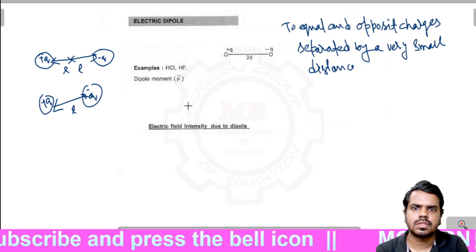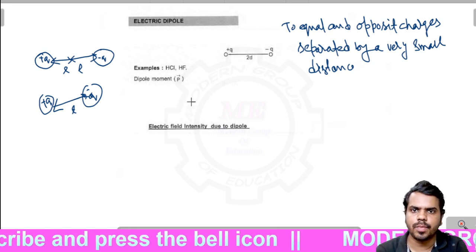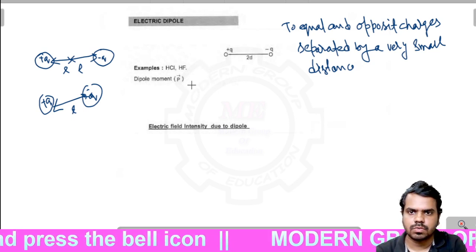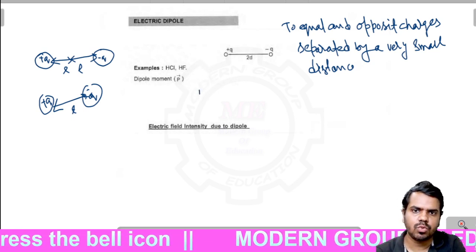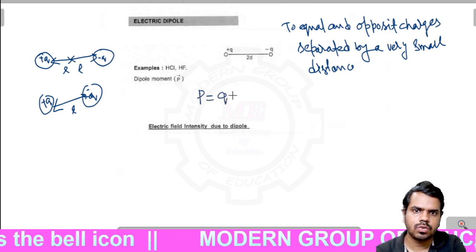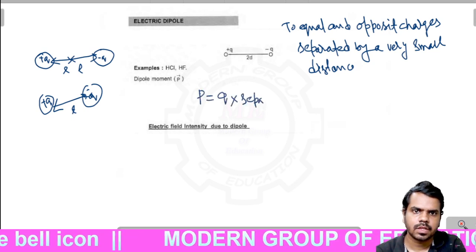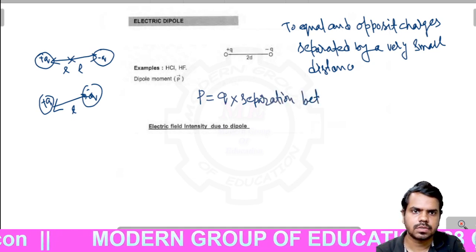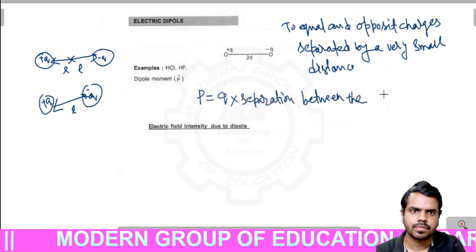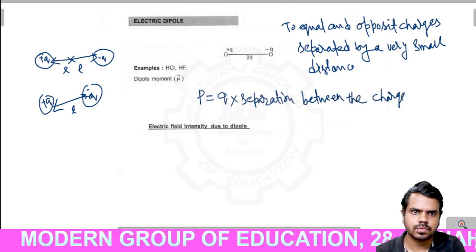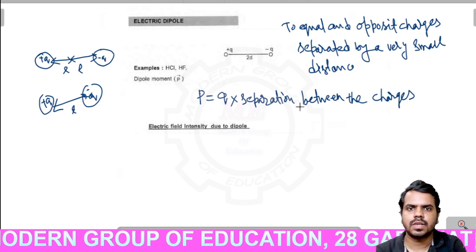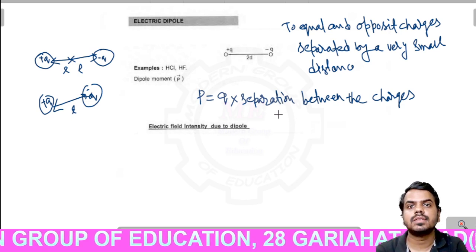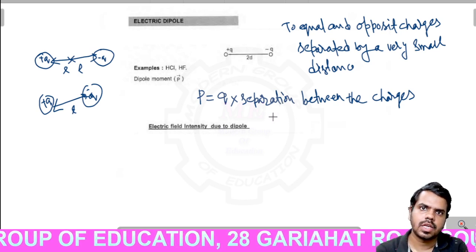Okay, now comes the important topic, which is dipole moment. Dipole moment, p vector, is a vector quantity. So what is the dipole moment? The value of dipole moment is equal to q into the separation between the charges. So if the separation between them is 2d, then it is q into 2d, q into 2l, etc. If the separation between them is l, then it is q into l.